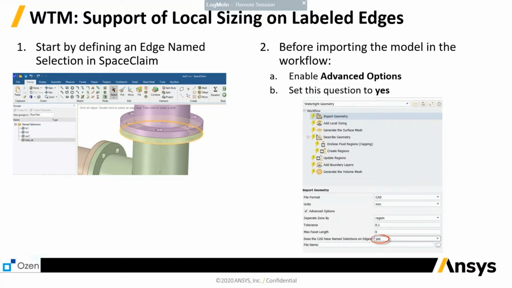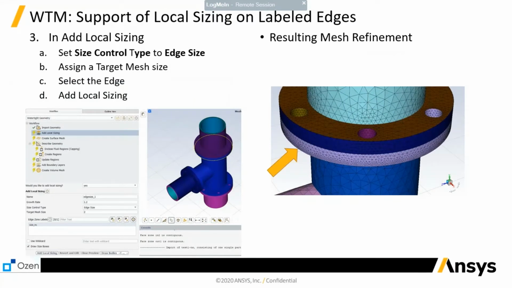The other update is that it can support local sizing on edges, especially labeled edges, mostly from SpaceClaim. When you create an edge and put a name on it, then in the new version you are able to put sizing on the edges. This can be done in watertight meshing or even fault-tolerant meshing. As you see here in the flange, we have an edge, we put some sizing on it, and we can make the mesh much smaller at that specific edge, which is one of the capabilities of 2020 R2.